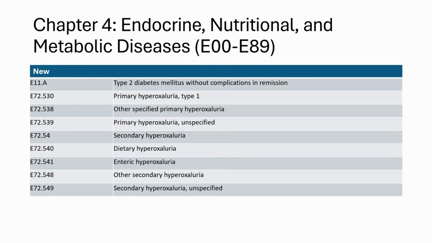So we have two different forms: primary and secondary. Primary is a rare genetic disorder where the liver doesn't make enough of the enzyme that prevents the overproduction. Secondary can result from dietary factors, like a very high intake of oxalate-rich foods or vitamin C, or intestinal malabsorption or other underlying conditions. We also see it specified as dietary, enteric, and other secondary.